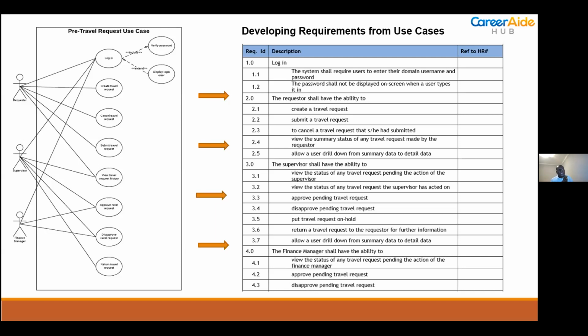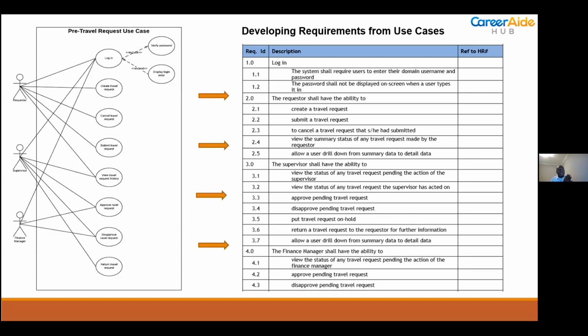Now, for the login, it says the system shall require users to enter their domain username and passwords. 1.2, the password shall not be displayed on screen when the user types it in. So you can see that from the login, we are able to flesh out the requirements, break it down to a smallest unit, so there's no ambiguity and everybody understands what you're talking about.